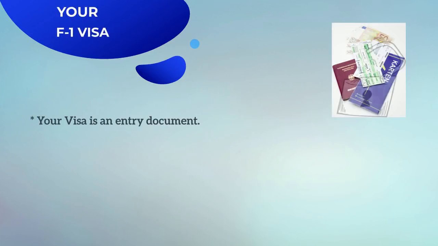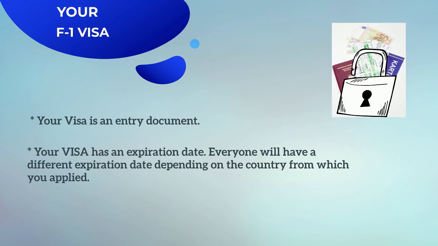Your F1 student visa is an entry document only. You can think about it as a key to unlocking your entry into the US. Your visa does have an expiration date. Everyone will have a different expiration date depending on the country from where you applied.